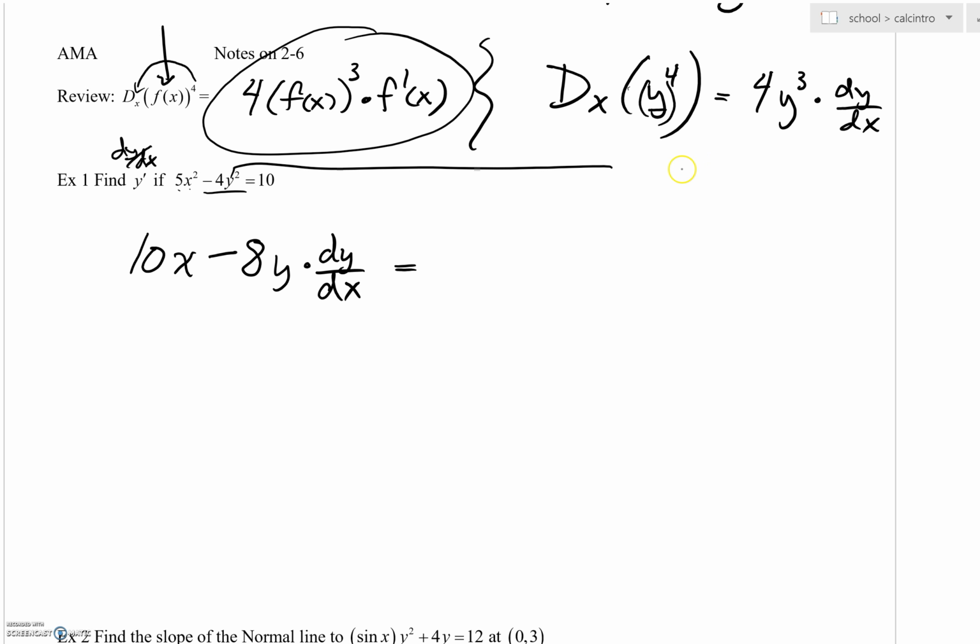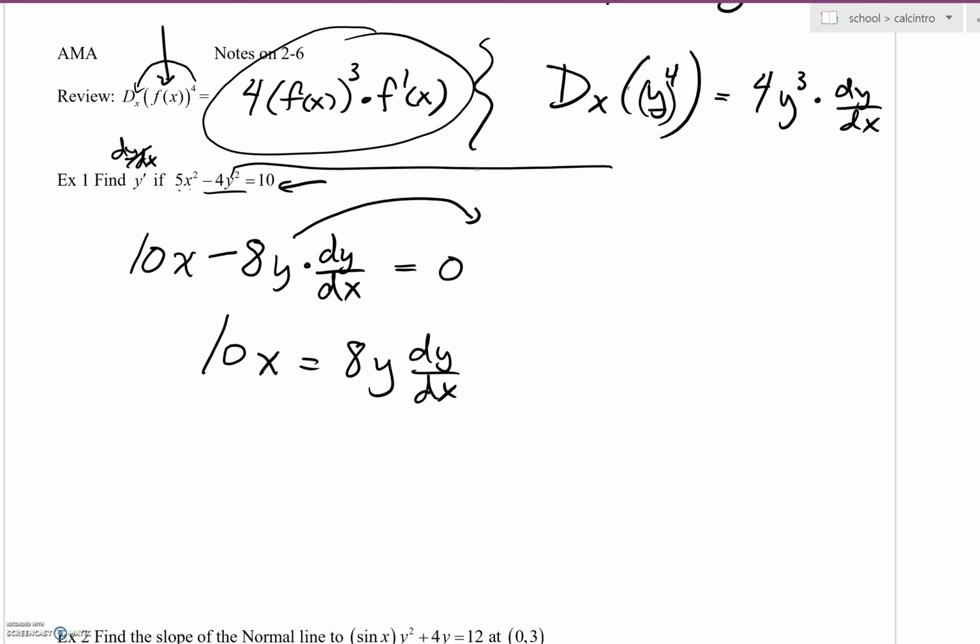That derivative of the inside, that f prime of x, that's your dy dx. Okay, so just want to make sure we're seeing that. What's the derivative of a constant, of this 10 here? 0. Now, guys, what you're going to have to do is solve for dy dx. It might be easier to move this 8y dy dx to the right-hand side. Move that to the right. Then to get dy dx alone, you want to deal with that 8y out in front. Now, the 8y is being multiplied to dy dx, isn't it? So we're going to divide by 8y.